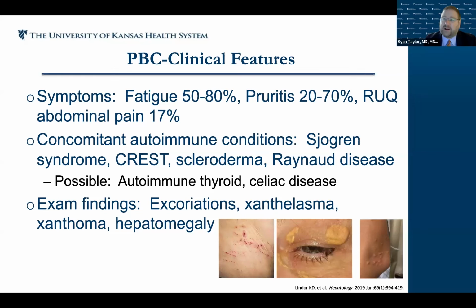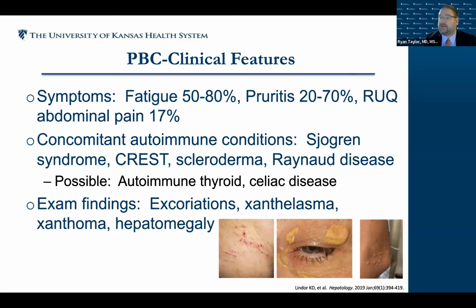PBC is clustered with other autoimmune diseases. Sjogren's syndrome is seen in 45 to 60% of patients with PBC, so patients very frequently will have these symptoms. There's also an association with CREST syndrome that we see, scleroderma, Raynaud's disease. Potentially, we also see an association with thyroid disease, celiac disease.